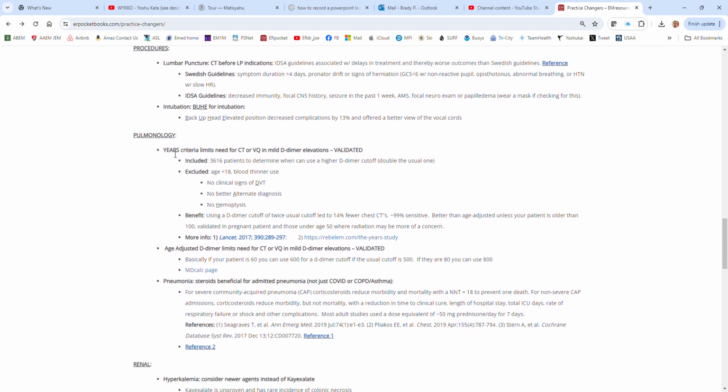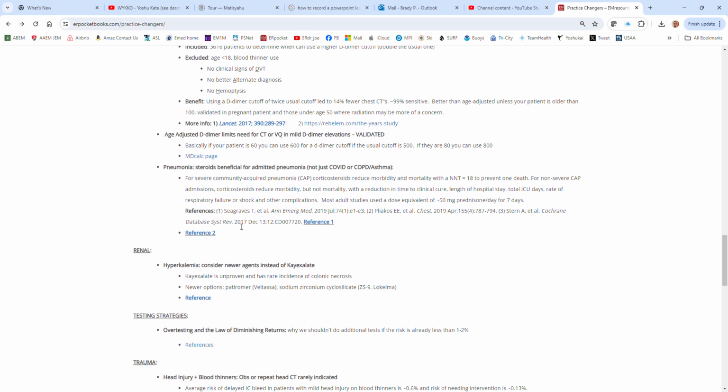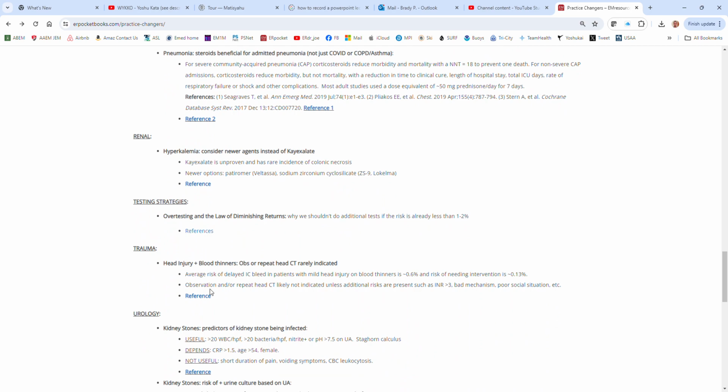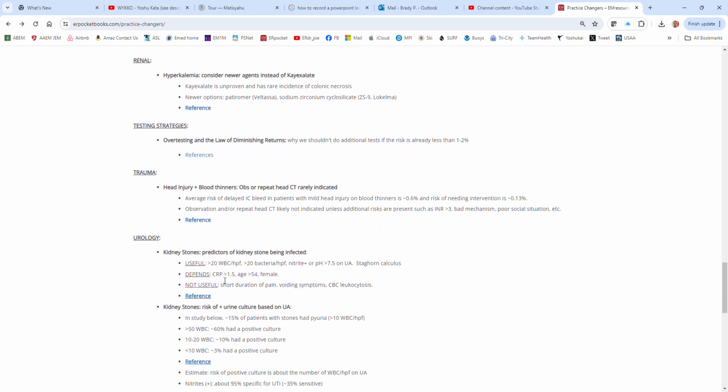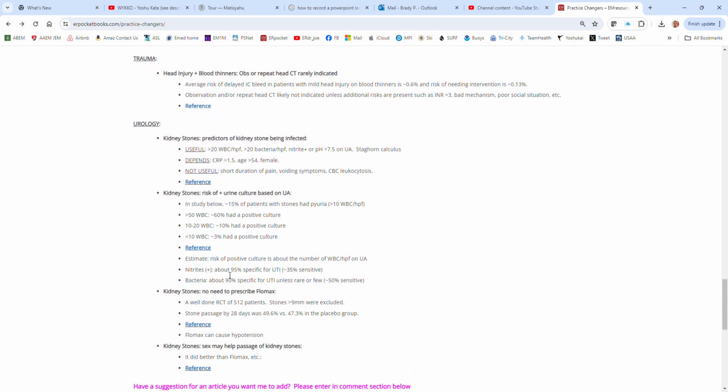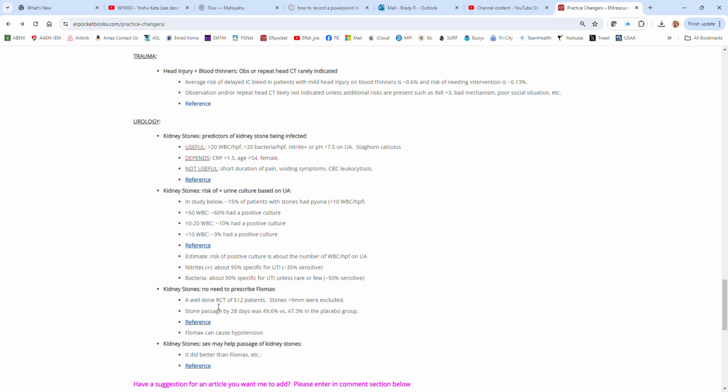We've got pulmonology. Hopefully you're already using the YEARS criteria. It basically lets you use a higher D-dimer, and I did cover that in the decision rules lecture, so you can go back and look at that. Renal, they're recommending Veltassa and newer agents instead of Kayexalate. Testing, trauma, urology, predictors of kidney stones being infected, reasons why not to prescribe Flomax because it can drop the blood pressure and doesn't really help for most people.